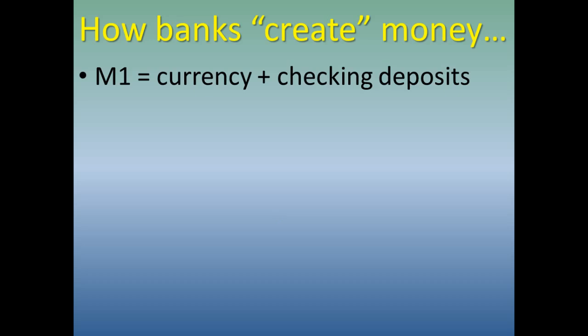We know that M1 is equal to currency plus checking deposits. So anything that increases checking deposits will increase the amount of money, or M1, in our system. And the banking system helps generate increasing levels of checking deposits through the loan process.